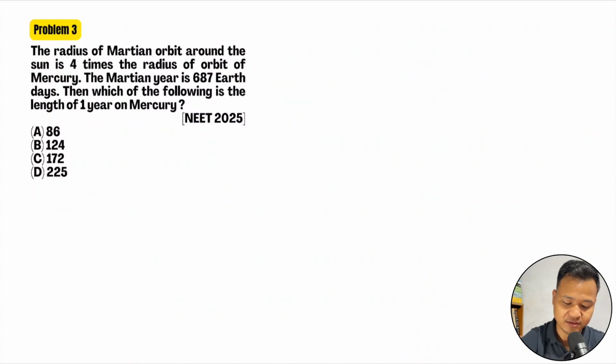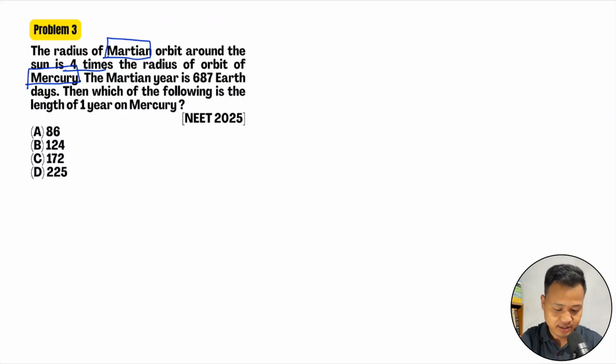Third problem. The radius of a Martian orbit around the sun is 4 times the radius of the orbit of Mercury. So first, a Martian means Mars. Mars around the sun is 4 times the radius of the orbit of Mercury.